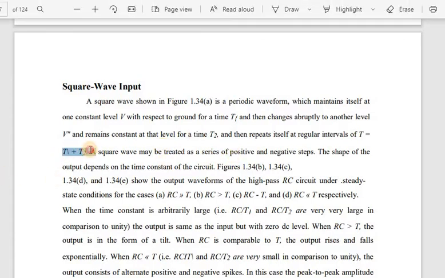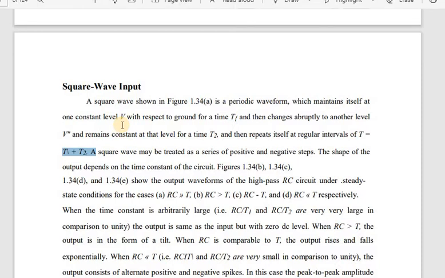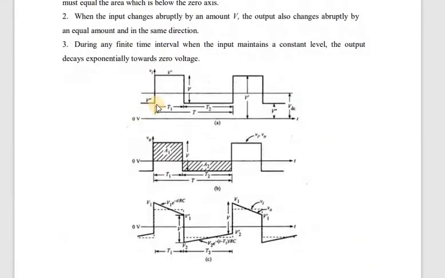Here I'll just say directly, a square wave is nothing but a periodic wave which maintains a constant voltage level, that is your amplitude, which I showed in your last class clearly. So one constant level V dash for time T1, then it changes abruptly to another voltage level V double dash for time T2. So the overall time of your voltage level from one part to the other part is called T1 plus T2. That particular waveform is what we call a square wave input.